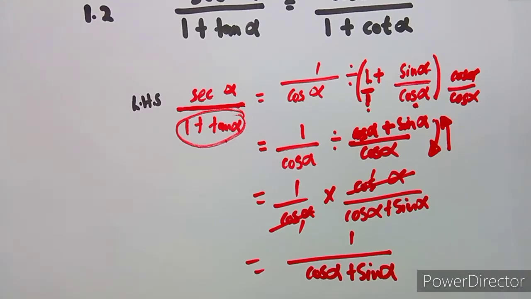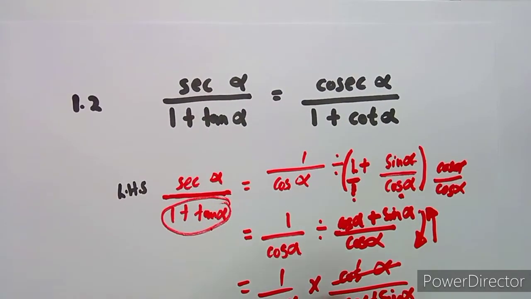But is there anything that I can do further here? There's actually nothing, guys. There's nothing that we can do here. So does this mean that our answer is wrong? Because this is what we have simplified, and it's actually not what is on the right hand side. So what are we going to do?